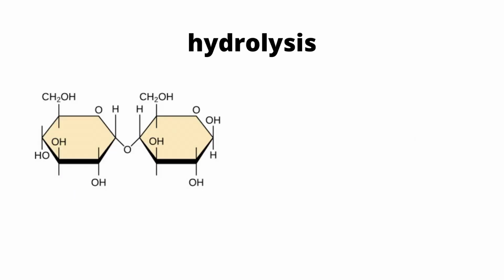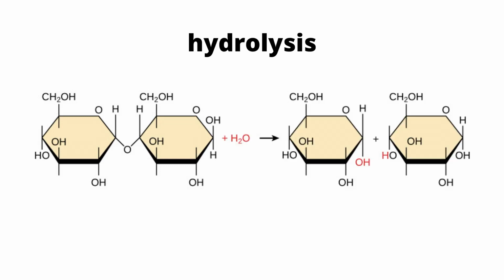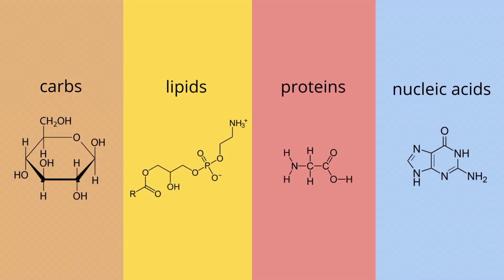Here's an example of hydrolysis. This is a disaccharide, or a polymer, and we'll look more into disaccharides later. When water is added, the water molecules split into that OH, or the hydroxyl group, and the H, and this breaks apart the polymer by binding to the polymer where the monomers would be joined together, thus breaking apart the polymer back into monomers.